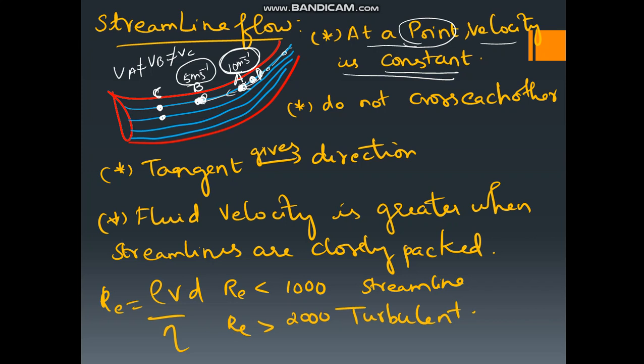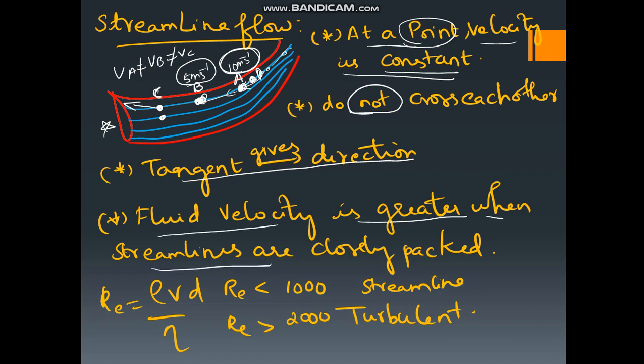And in this picture, you have seen that the streamlines, the blue color lines, do not cross each other. Suppose if they cross each other, then it is not streamline, it is turbulent. If you draw a tangent, it gives the direction of the flow of fluid. Fluid velocity is greater when streamlines are closely packed. Suppose here we assume one streamline and another streamline, and the streamlines are closely packed. So in case 2, the fluid velocity is greater than in case 1.